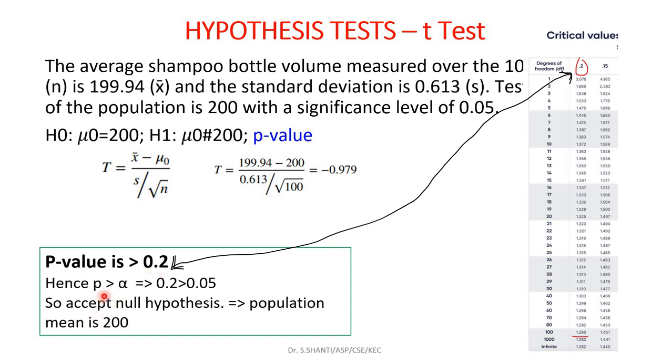Hence the p-value is greater than the alpha value 0.05. So there is a risk in rejecting the null hypothesis, so we are accepting the null hypothesis, which implies that the population mean is 200. So thank you.